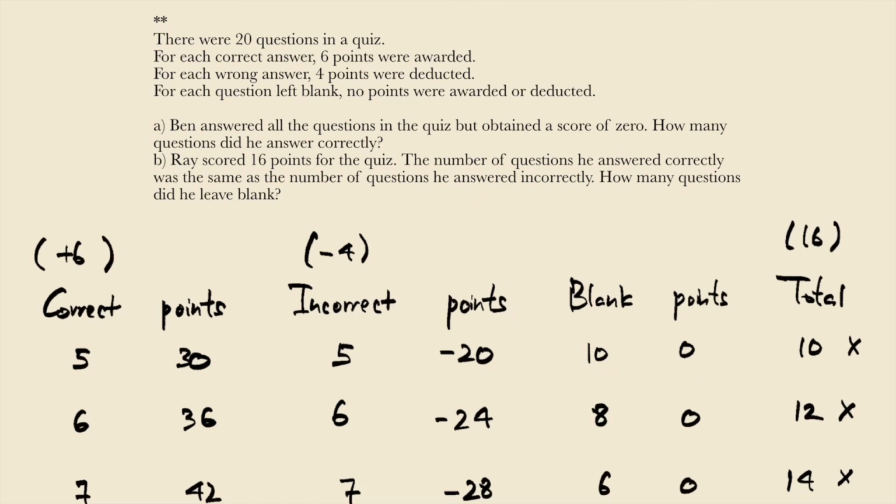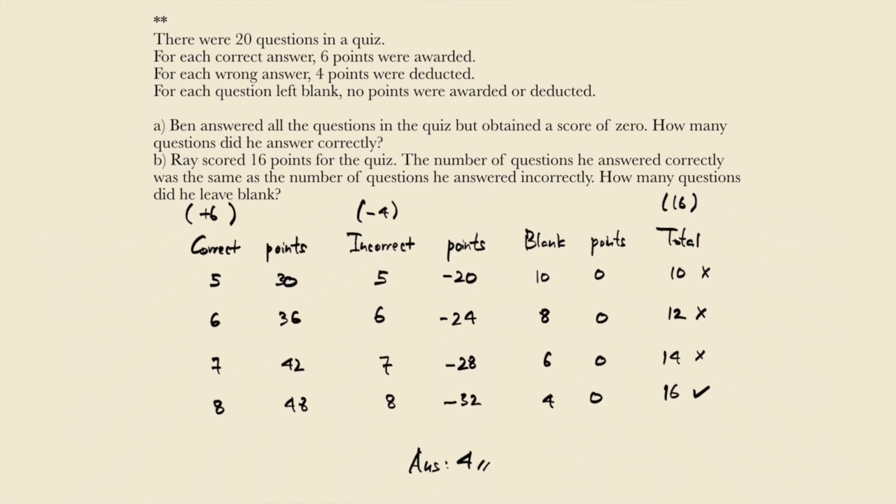So let's fix our number of correct and wrong answers as 6 now. 6 and 6, okay? So we get 36 minus 24. Now, because there are 12 questions here, 8 questions must have been blank. Why? Total number of questions is 20. So here we got 12 marks, not enough though. Okay, carry on. And you realize that with 8 and 8, that's 16 questions. 4 questions were blank. And this is the combination that yields 16 marks in total. So how many questions were left blank? The answer therefore is number 4.